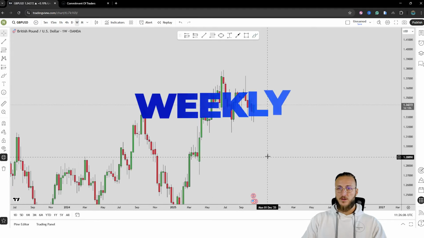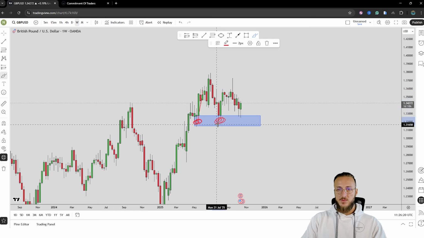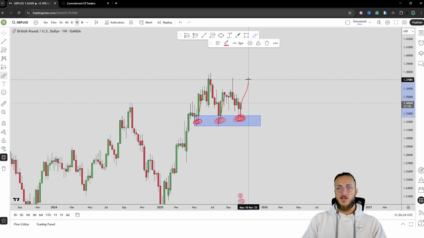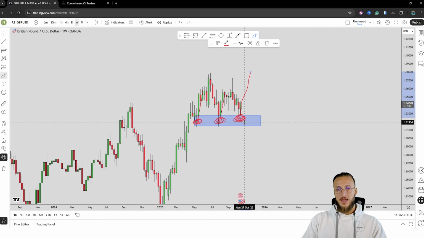Now, from a weekly perspective, we can notice without any doubts that this area is a strong demand and support zone. From here, we have this previous wick and rejection to the upside. Again, the market went and tested the same zone, immediately rejected it to the upside. Right now, the market is testing again the same area with good probabilities of rejecting that zone to the upside. So here on the weekly, everything seems quite bullish with good probability of seeing more bullish price action created away from this weekly demand and support level.